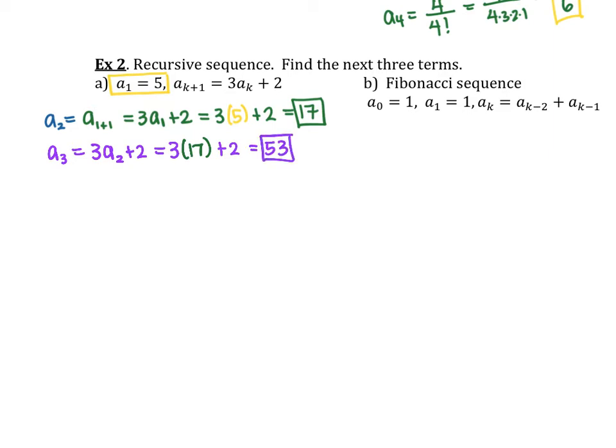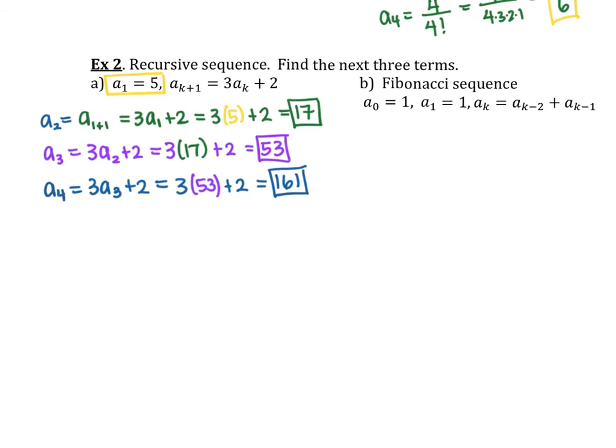I want to find one more term because that's what the directions told me to do. So if I want the fourth term, I do 3 times the previous term plus 2. The previous term I just found to be 53, and then I'm going to add 2 to that. So what is that? 159 plus 2 is 161. This is called recursive because it's calling the previous term in order to get the next term. And I could continue this infinitely to find all the terms in the sequence forever and ever.